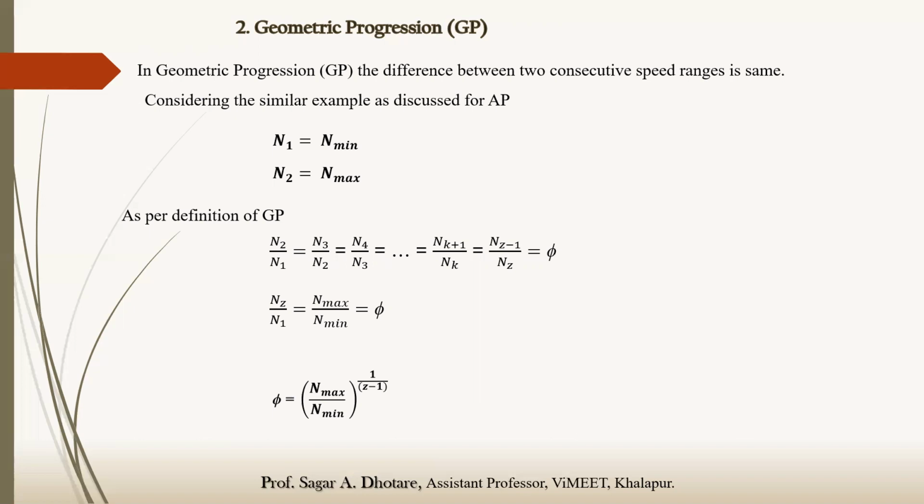Phi we can again redefine: phi is equal to n max divided by n minimum raised to 1 upon z minus 1. So to calculate the consecutive speed range, each step should be a phi. So let's see an example.